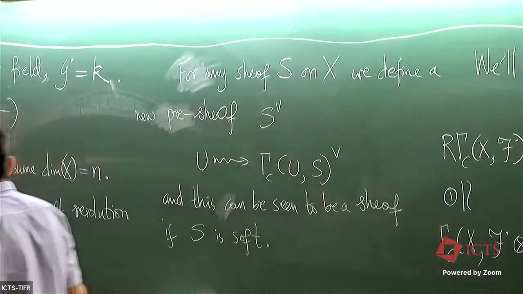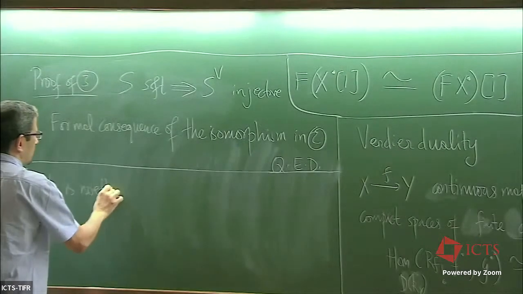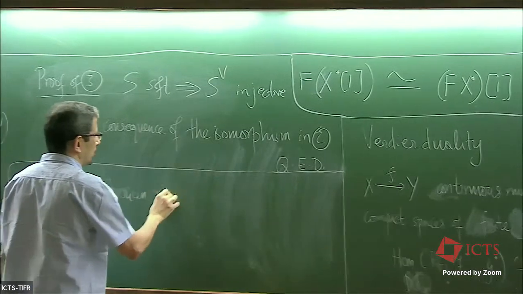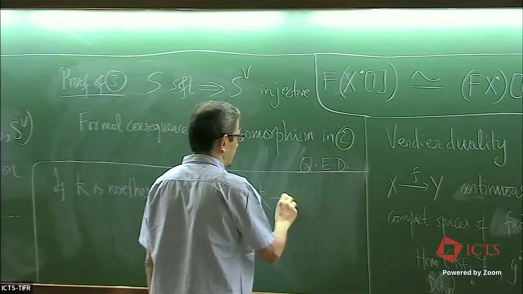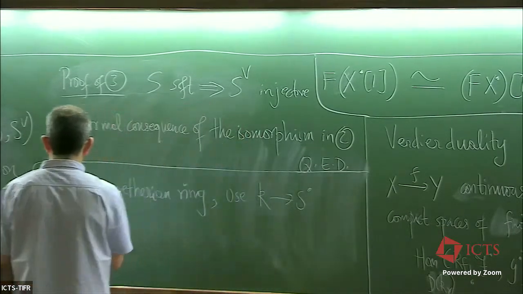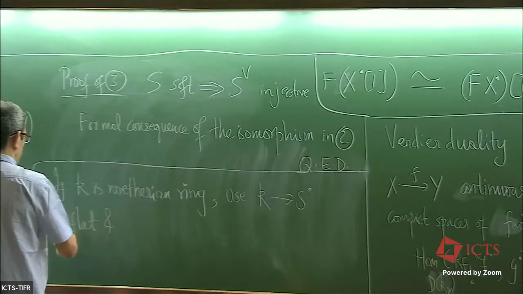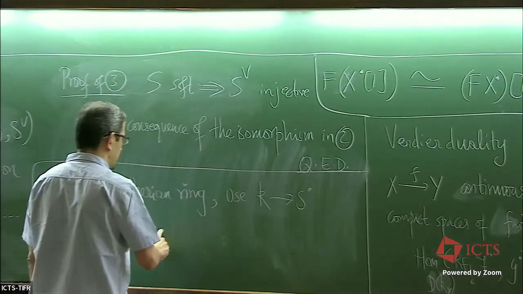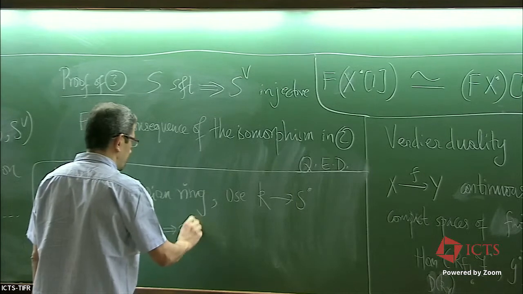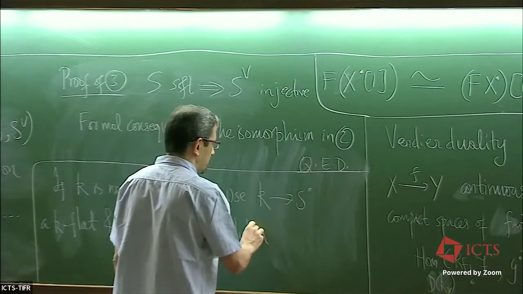So maybe I'll just write one sentence. If K is Noetherian, K flat and flasque resolution, which implies soft, using Godement.